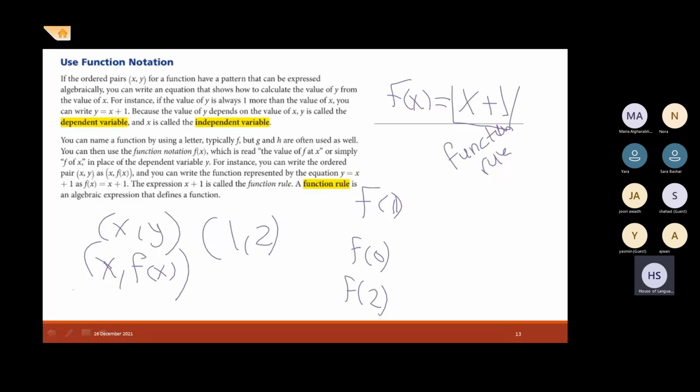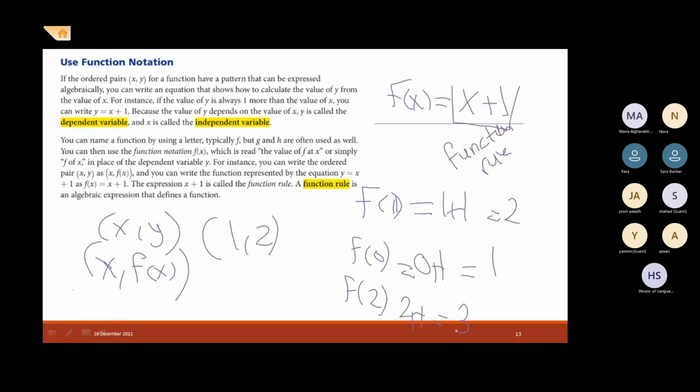What does it mean? The value of x is 1, the value of x is 0, and the value of x is 2. Now, if you want to find f of 1, what will you do? Substitute x with 1. 1 plus 1 is 2. The second case, f of 0. Where is x? 0. 0 plus 1 equals 1. f of 2: 2 plus 1 equals 3.